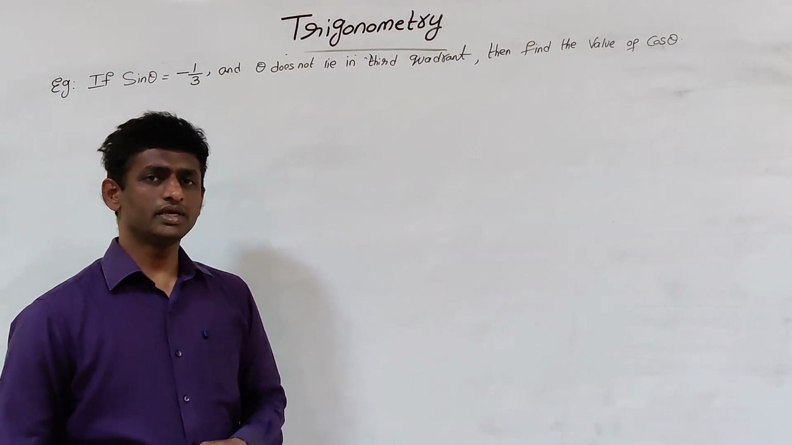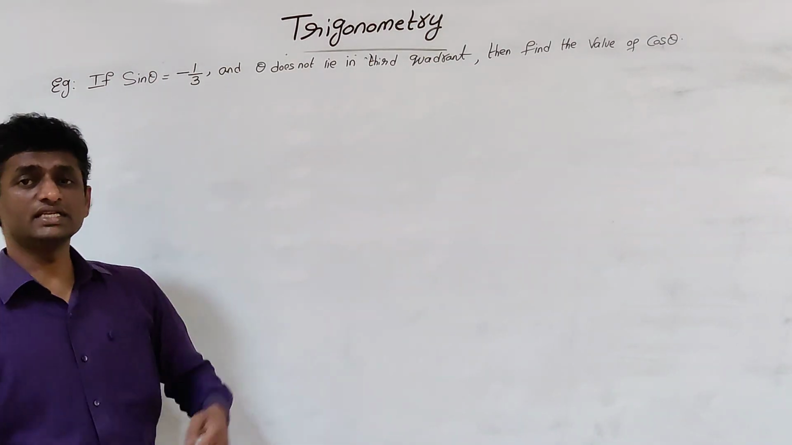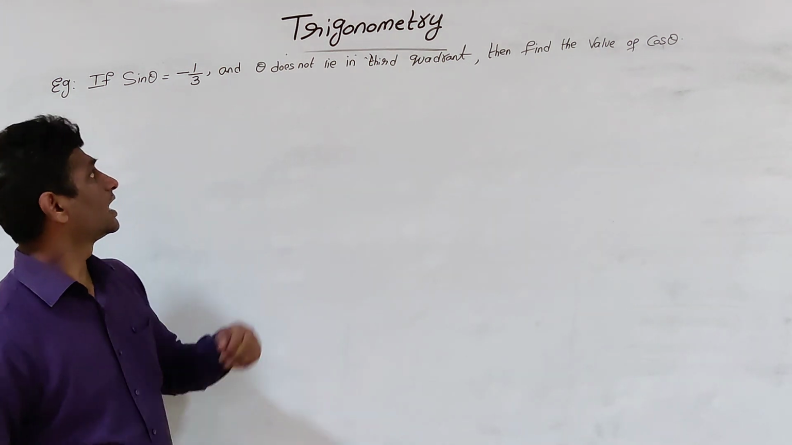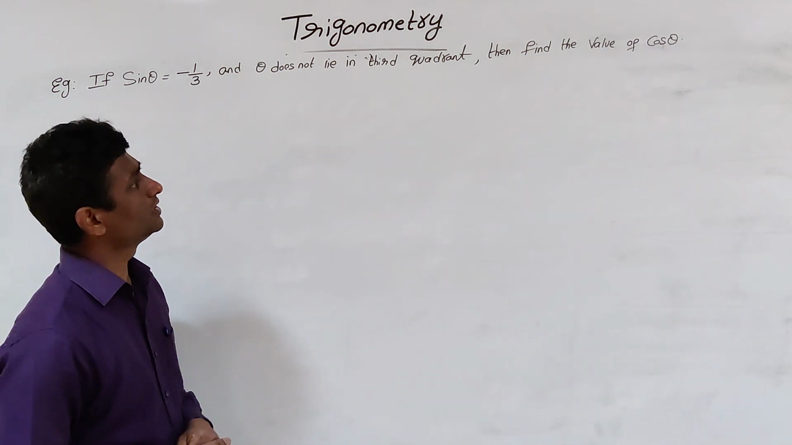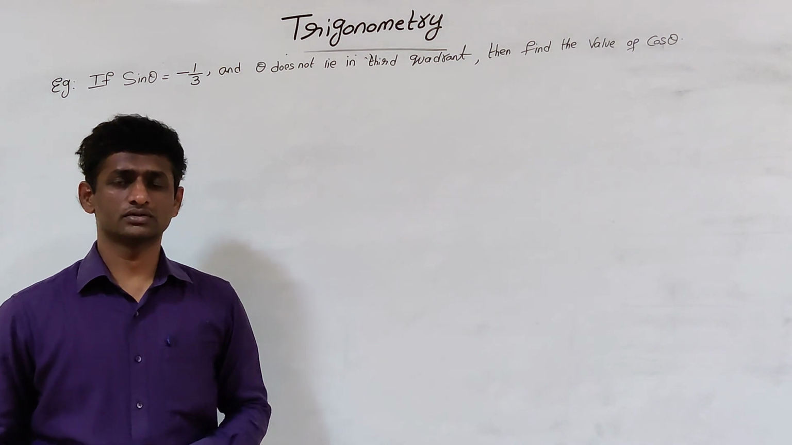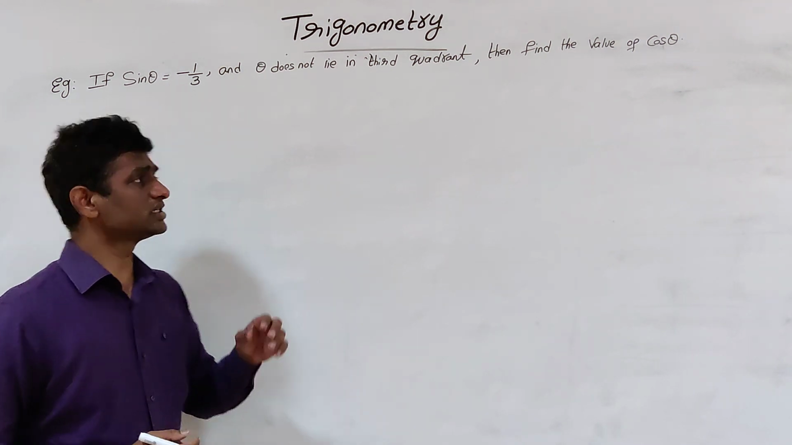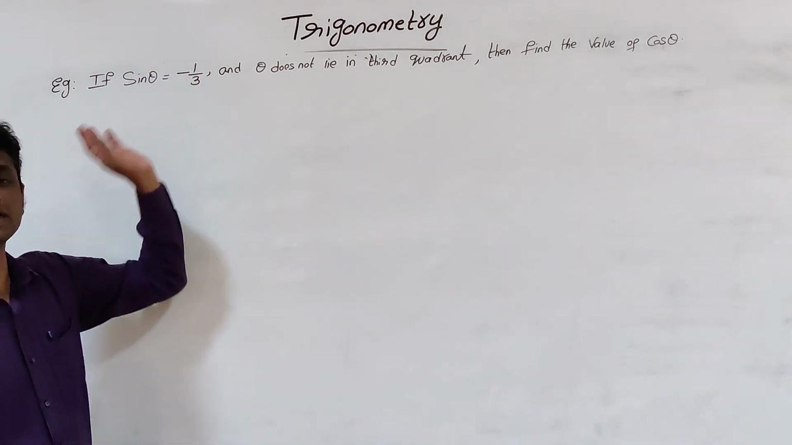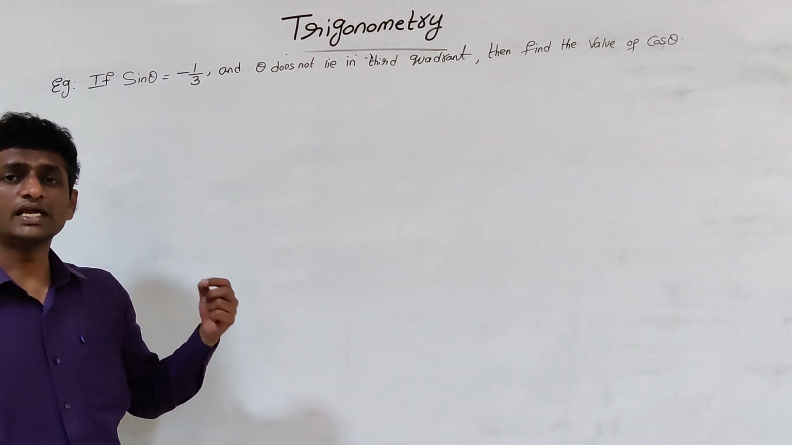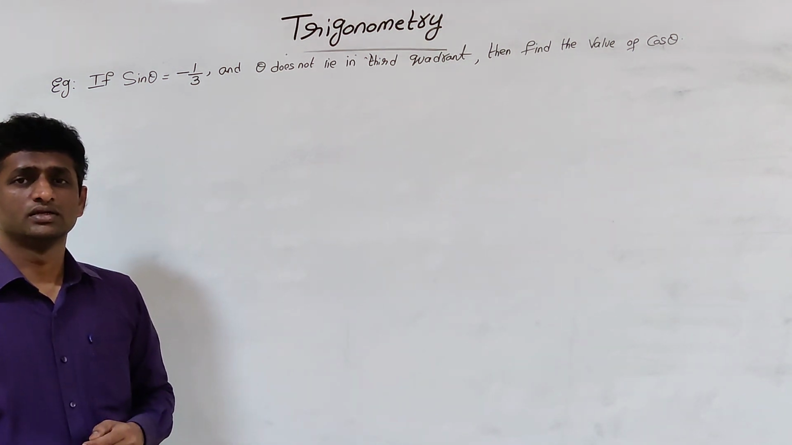So next problem is, if sin theta is minus 1 by 3 and theta does not lie in the third quadrant, then find the value of cos theta. So here what ratio is given? Sin theta is given as minus 1 by 3, means sin theta has a negative sign.